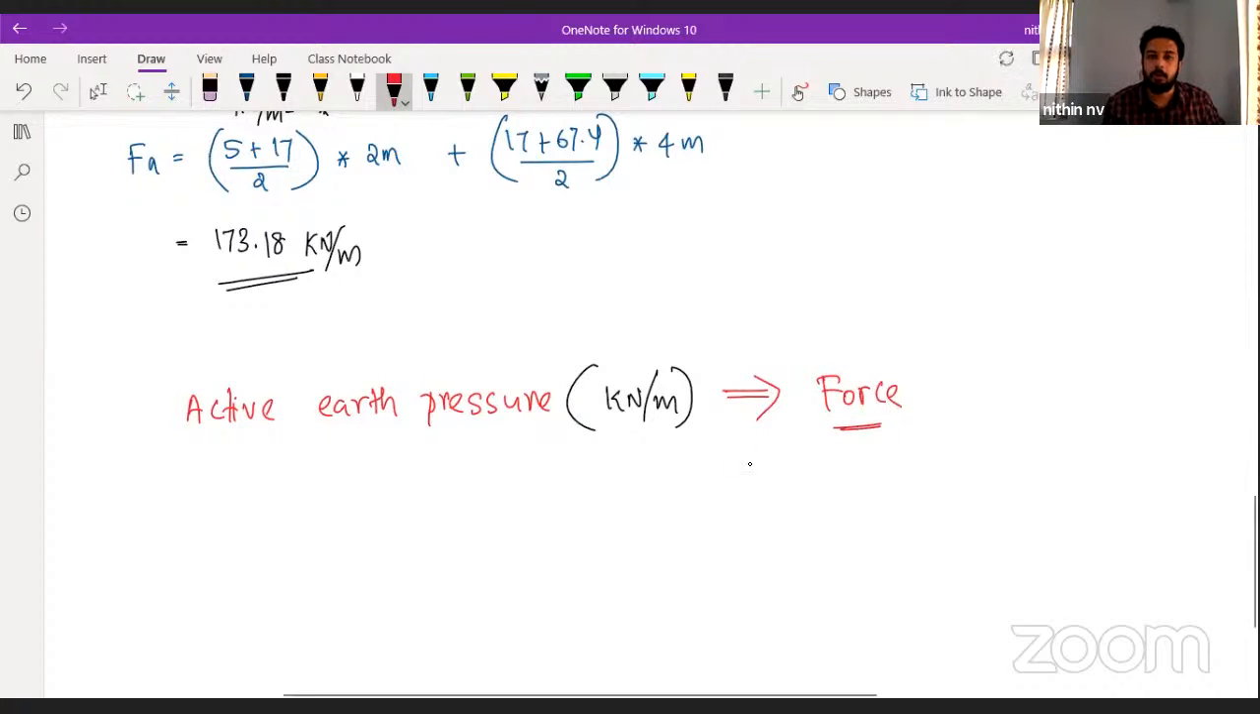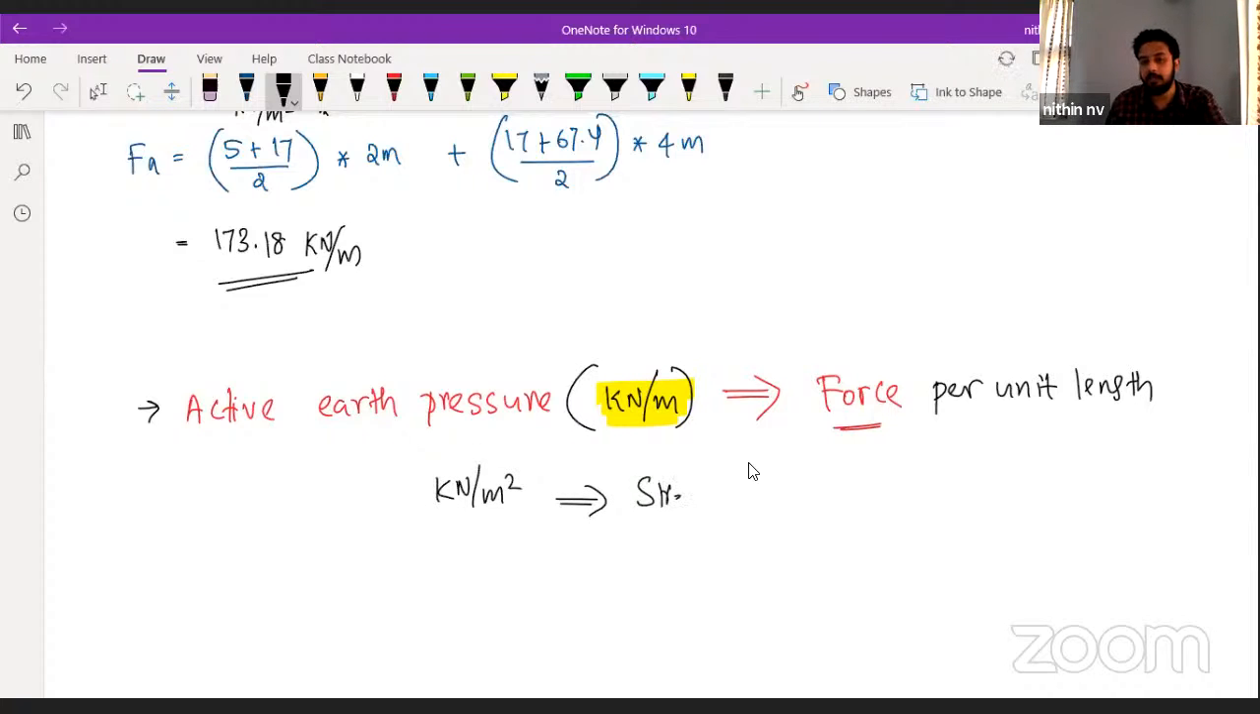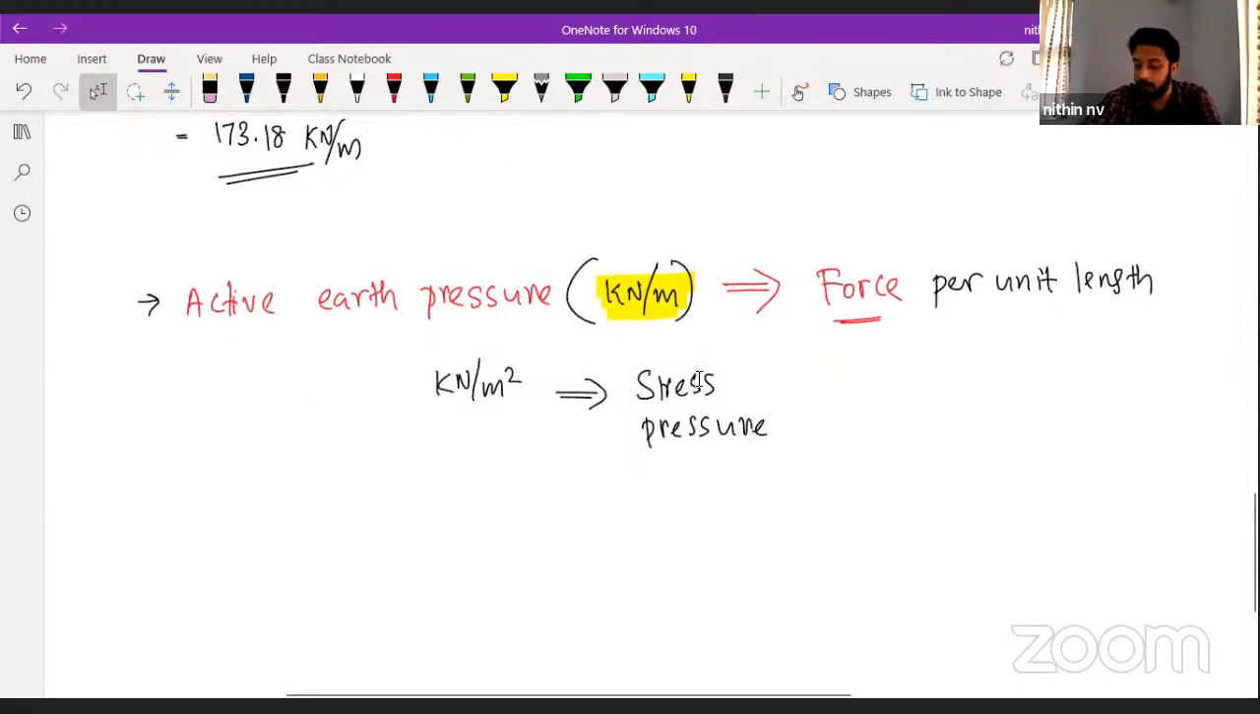Very important. Properly look at the unit in which they are asking. Kilonewton per meter means force per unit length, per meter. If it is simply active earth pressure, then it will be kilonewton per meter square. If they are asking in kilonewton per meter square, that is stress or pressure. Understood? Note down in which unit they are asking. If they are asking per meter, by that unit they mean the force. Clear?